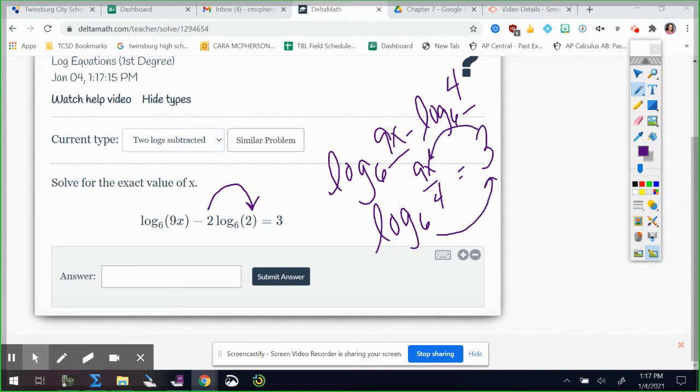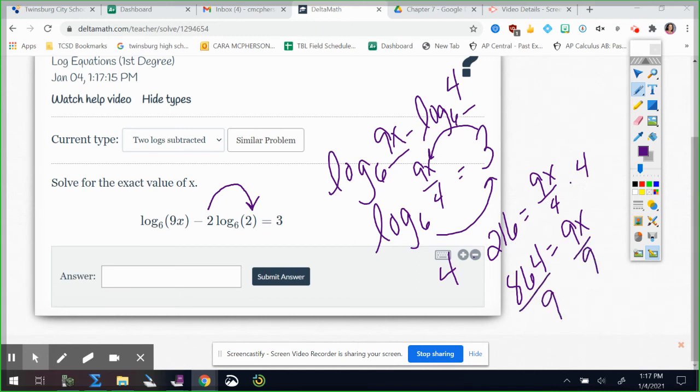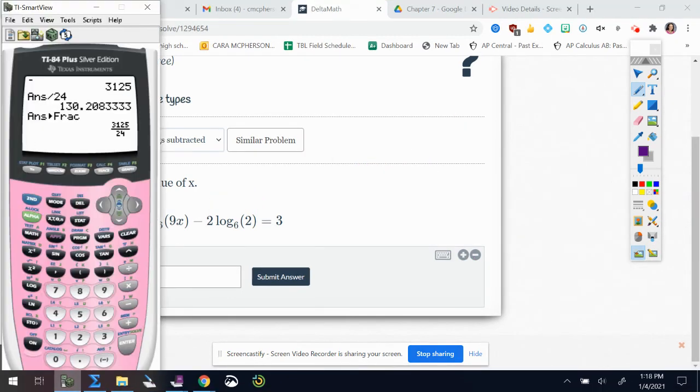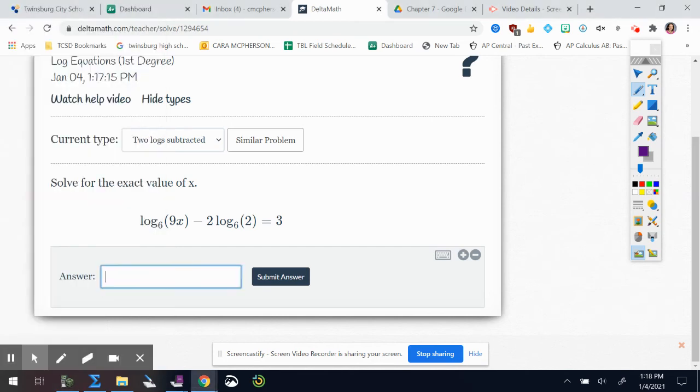Follow the exponential pattern. So 6 to the 3rd, 6 times 6 times 6 is 216. Use a calculator if you need to. Equals 9x over 4. I'm going to multiply both sides by 4. So I'm going to take 216 times 4. Again, you can use a calculator. That's 864. Equals 9x. Divide both sides by 9. I don't know if it divides out evenly, but I've got a calculator. So 864 divided by 9 is 96. Works out nicely.